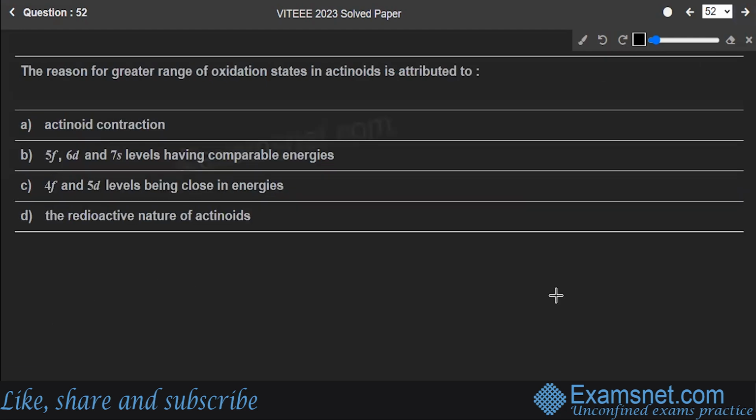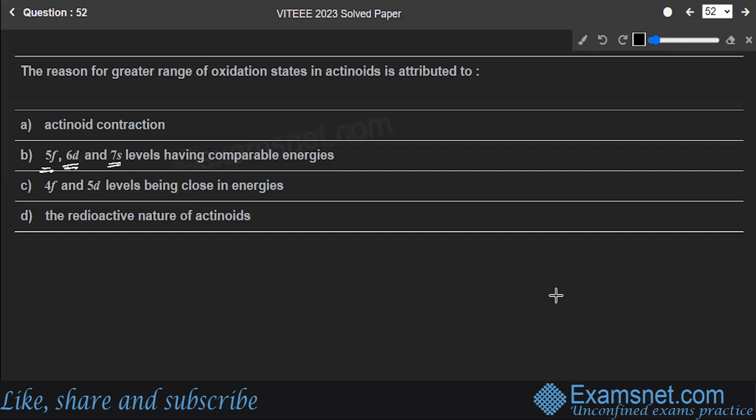Hope you got that. Next is question 52. The reason for the greater range of oxidation states in actinoids is attributed to which of the following? Let's read. Actinoid contraction, 5f, 6d, 7s levels having comparable energies, 4f, 5d levels being close in energies, the radioactive nature of the actinoids. Which of these is the right answer to the question? Okay. See, the minimum or comparable energy gap between 5f, 6d and 7s subshells makes electron excitation very easy.